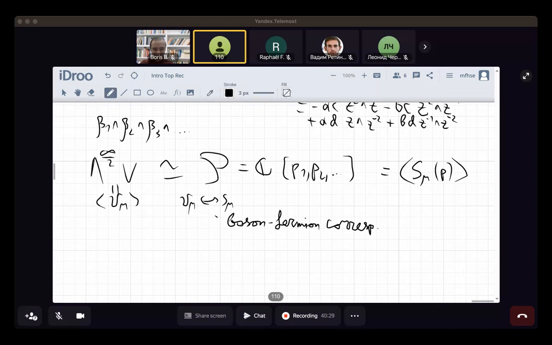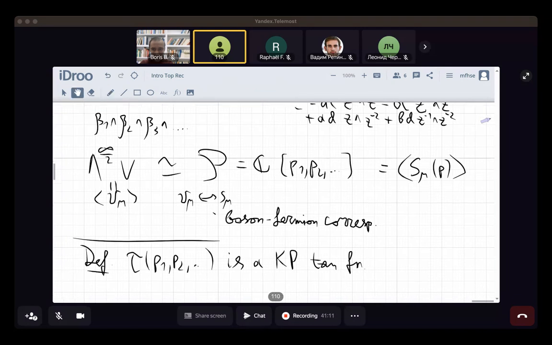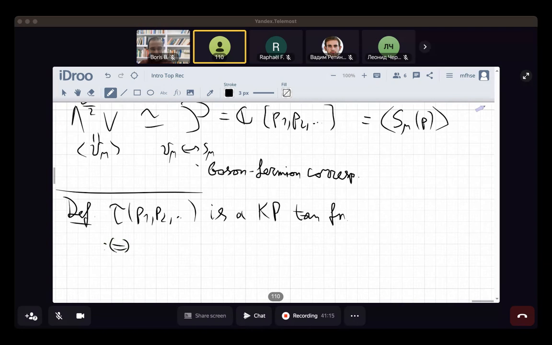And the claim is, not the claim, but one definition of the KP hierarchy. Definition: tau of P1, P2, and so on is called a KP tau function if and only if, on the fermionic side, it is decomposable.